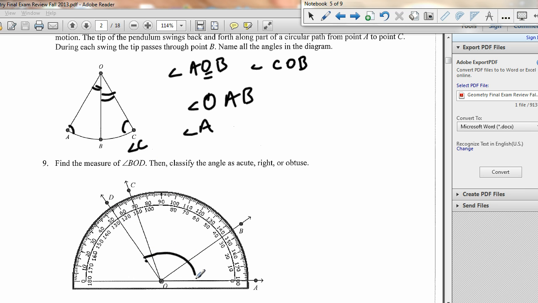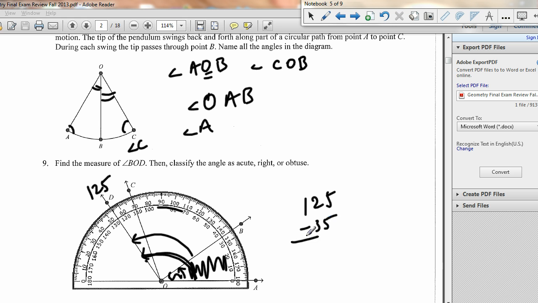So if I was figuring out the whole thing from here all the way to D, I'd be going 0, 10, 20, 30, 40, 50, 60, 70, all the way over to this, which looks like 125. I need to take away this amount, so I'm going to subtract all that, and that'll just leave me with BOD, this part. If you do the math, you'll do 125 minus, this looks like 35, and the answer should be 90. So this section is 35, the rest of this is 90.